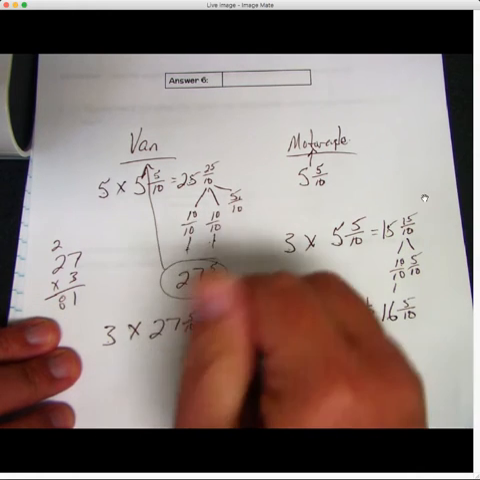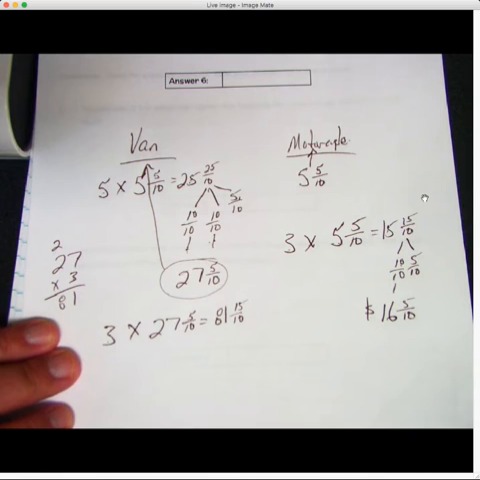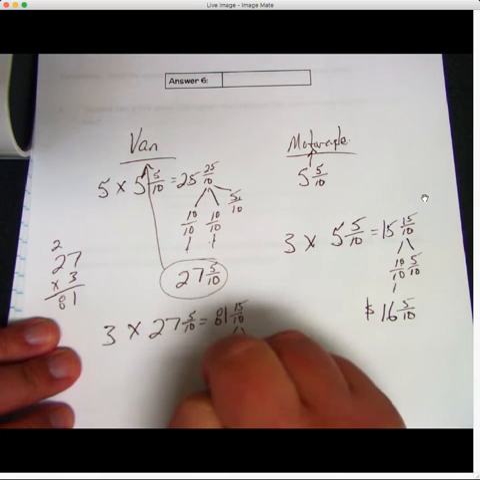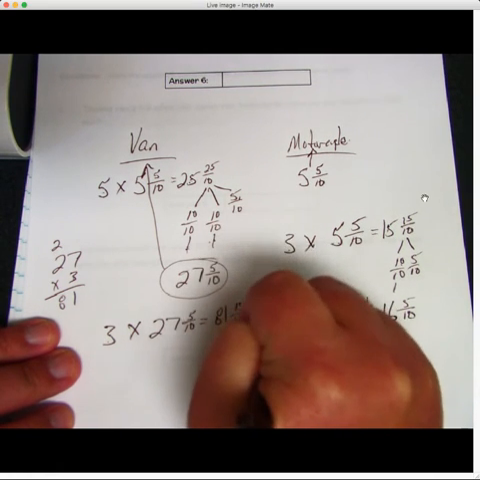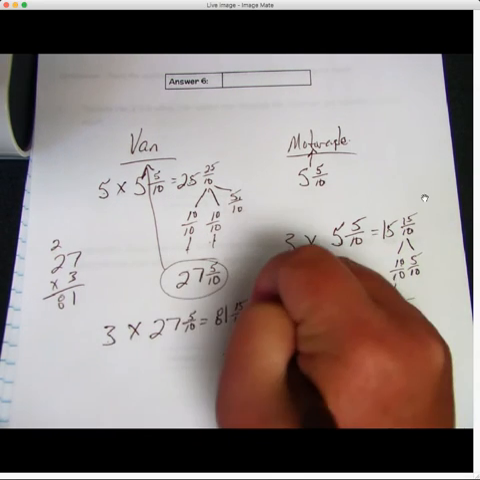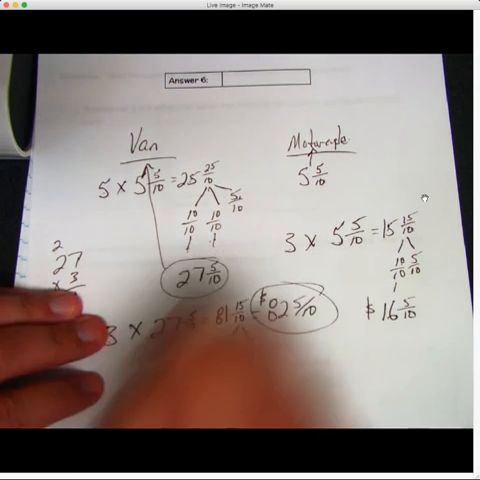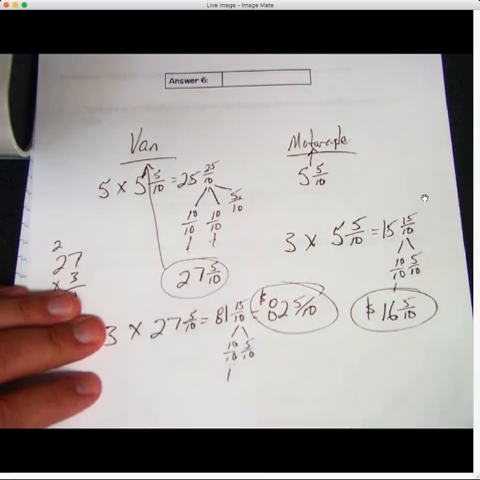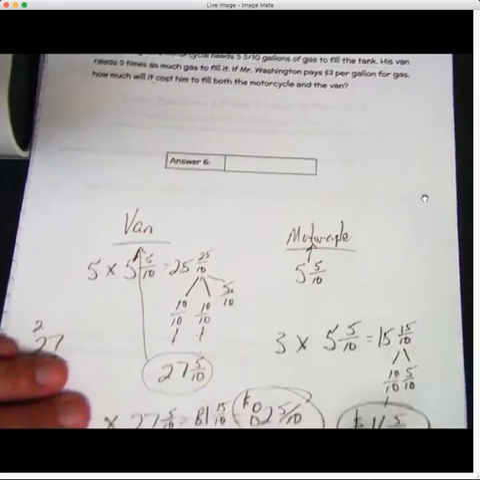3 times 5/10 is 15/10. Let's decompose that to 10/10 and 5/10. So 10/10 is 1. 81 and 1 would be 82 and 5/10. That'd be $82.50 to fill up the van. So now we've got this much to fill up the van, this much to fill up the motorcycle, and it says how much will it cost him to fill both.